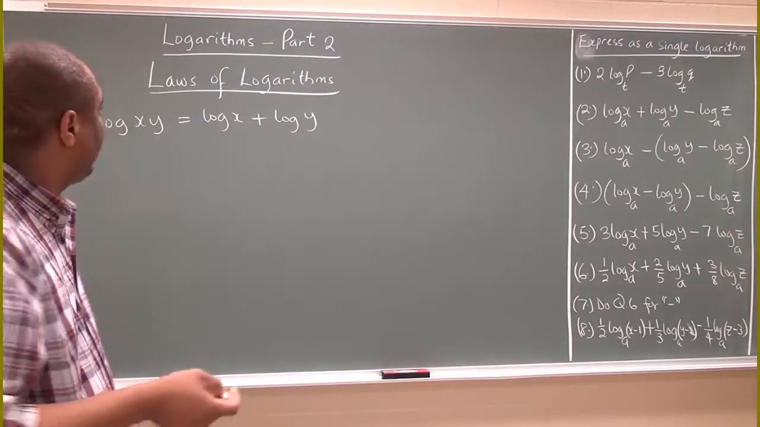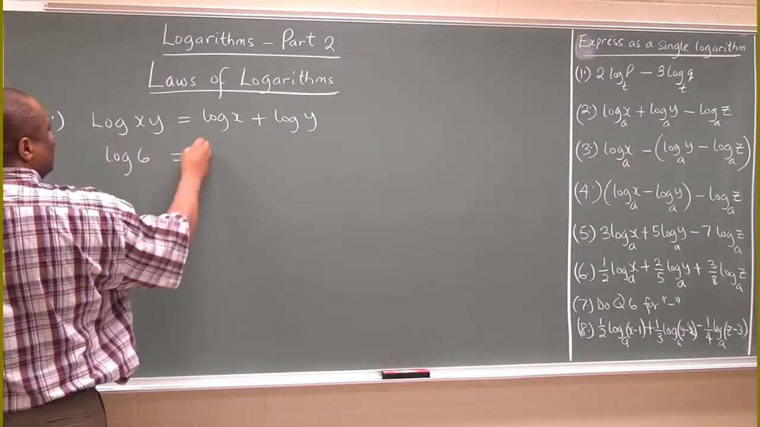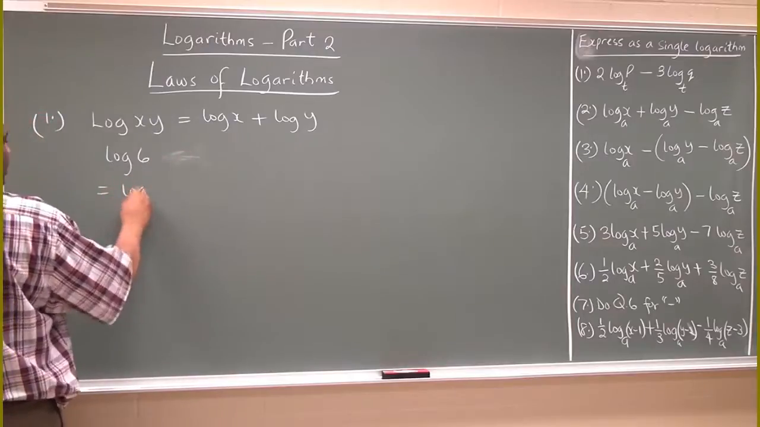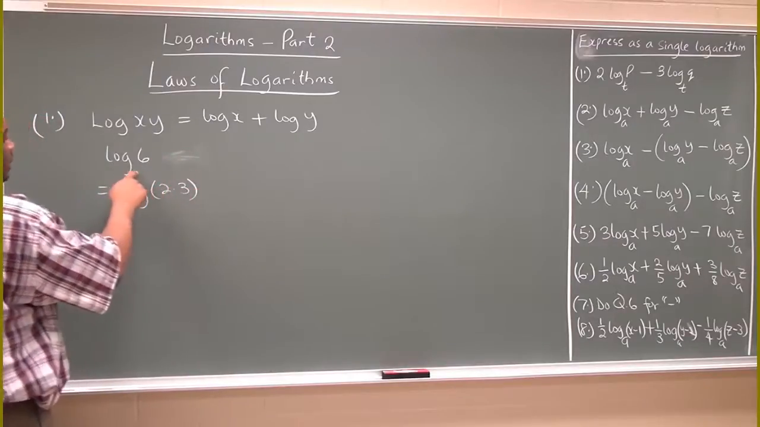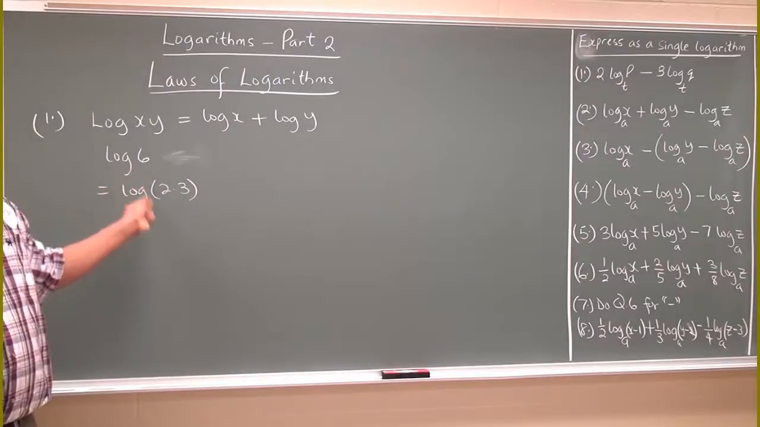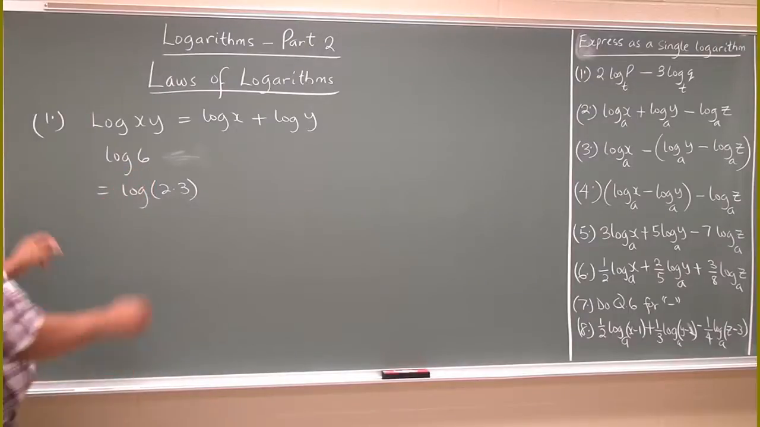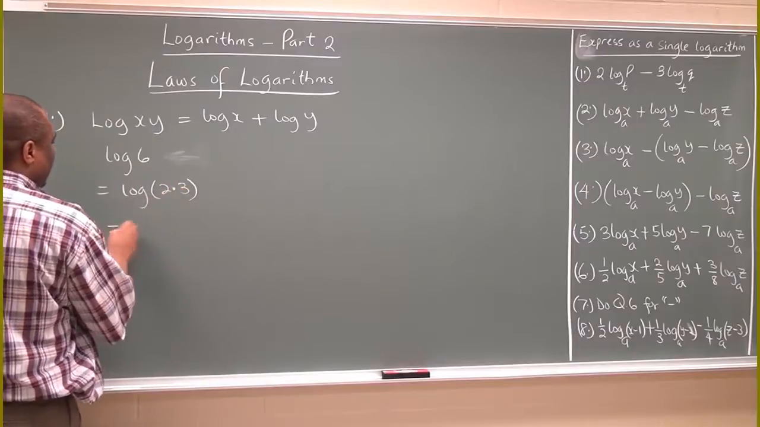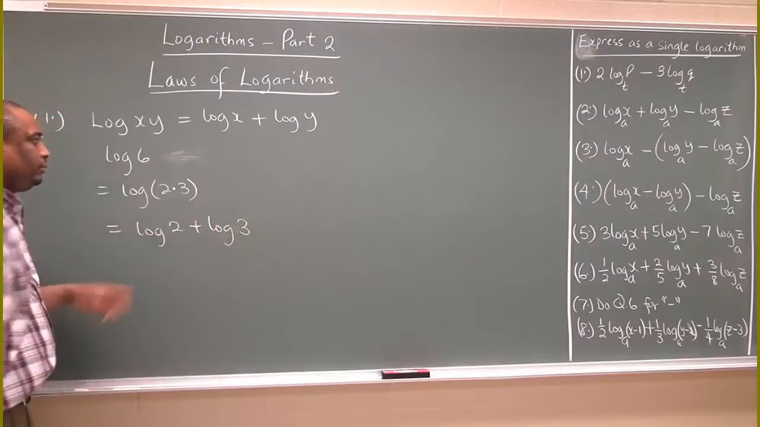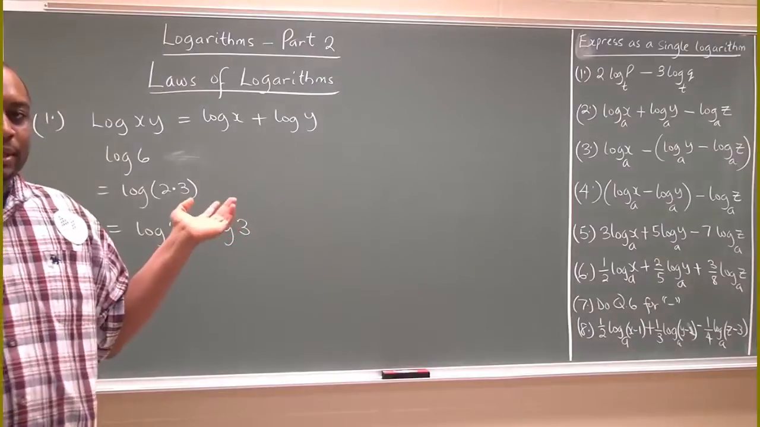So when we have something like log of 6, we can have it as log of 2 times 3. Remember, if you don't see any base, it means base 10. So this is log 2 times 3, and that will give you log 2 plus log 3. Okay, base 10.